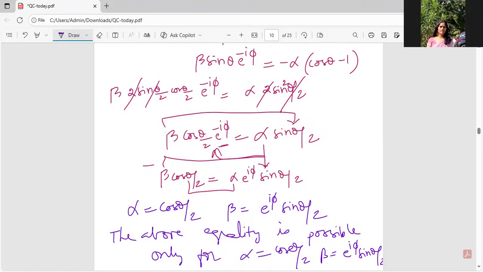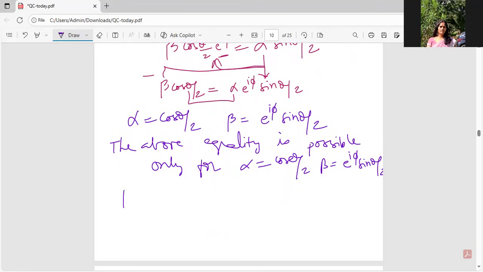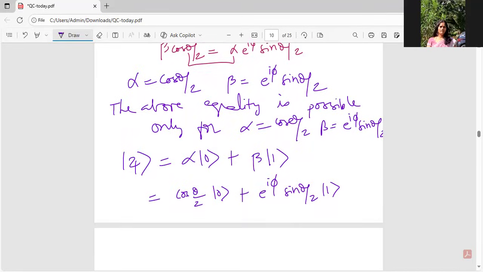Now, just see here, guys. Actually, I started with ket xi being equal to alpha ket 0 plus beta ket 1, the superposition state. Now, alpha I have got to be cos theta by 2 into ket 0 plus beta I got to be e power I phi sine theta by 2 ket 1. Okay, this is one version. I mean, for lambda equal to 1, I get this.